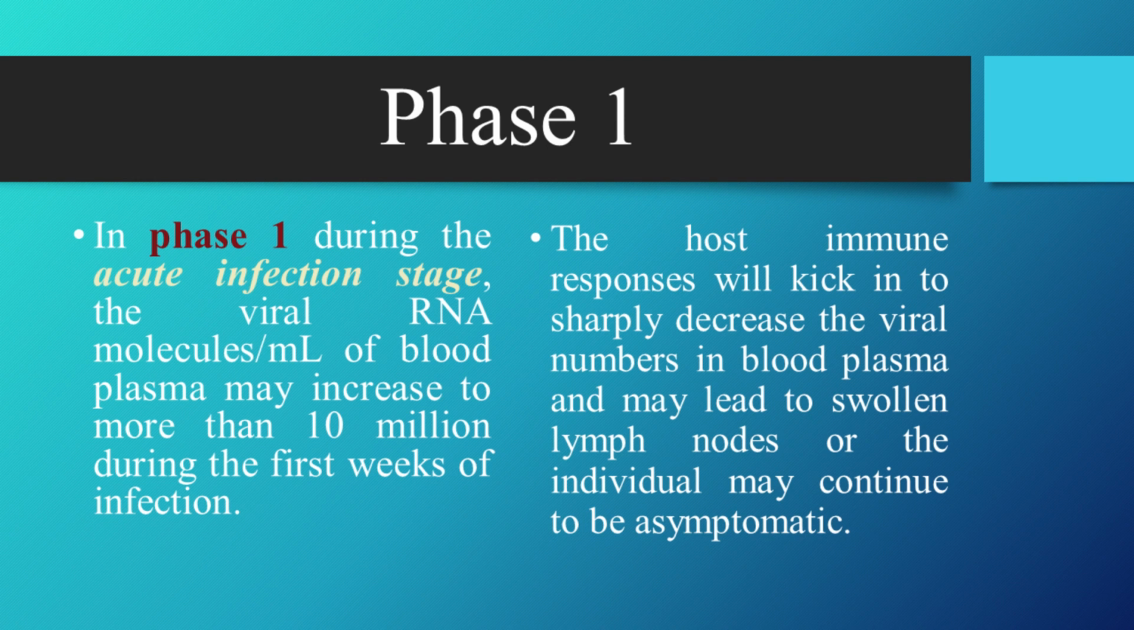Phase 1. In Phase 1, during the acute infection stage, the viral RNA molecules per milliliter of blood plasma may increase to more than 10 million during the first weeks of infection. The host immune responses will kick in to sharply decrease the viral numbers in blood plasma, and may lead to swollen lymph nodes, or the individual may continue to be asymptomatic.